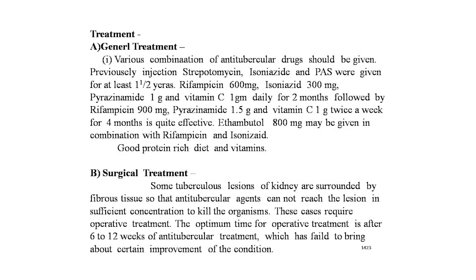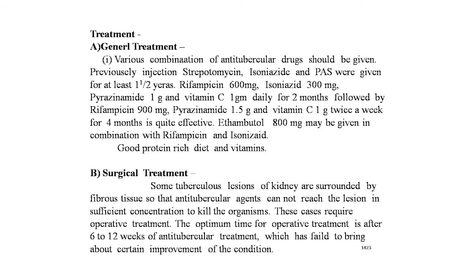It must be remembered that renal tuberculosis is a part of generalized disease, so general treatment of tuberculosis should be the prime treatment. Various combinations of anti-tubercular drugs should be given. Previously, injections of streptomycin, isoniazid and PAS were given for at least 1.5 years. Now rifampicin 600 mg, isoniazid 300 mg, pyrazinamide 1 gram and vitamin C 1 gram daily for 2 months, followed by rifampicin 900 mg, pyrazinamide 1.5 gram and vitamin C 1 gram twice a week for 4 months, is quite effective.